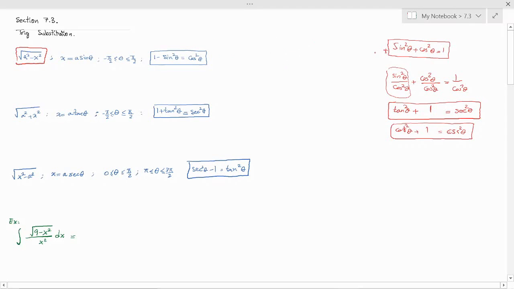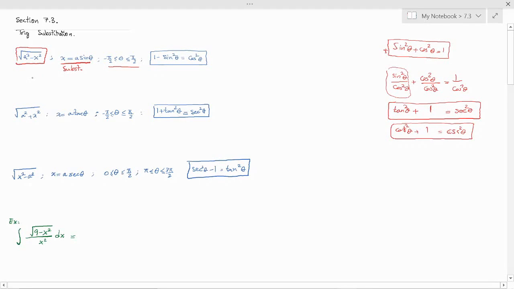So what we can do is use the identity sine squared plus cosine squared equal to 1, and let the x variable be a sine theta. So this is our substitution. We substitute x with a sine theta, where a is a constant. And in this case, the domain of theta is restricted to negative pi half to pi half.